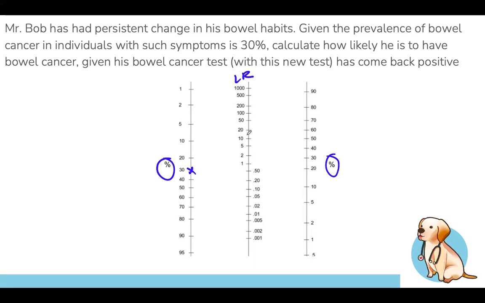So let's pop it somewhere around there. This is not very accurate. Use a ruler in the exam. Then all we want to do is join up this line, all the way up. That gives us about 85%. So that is our post-test probability, because this test has come back positive and our likelihood ratio is a pretty big number. This test has allowed us to become 85% certain, an 85% likelihood that he has this thing.